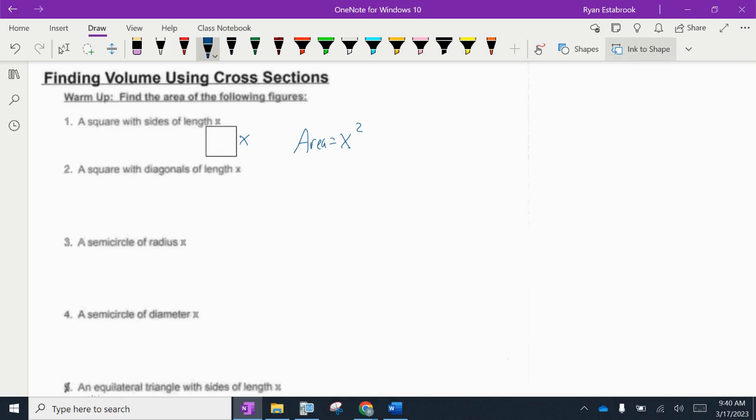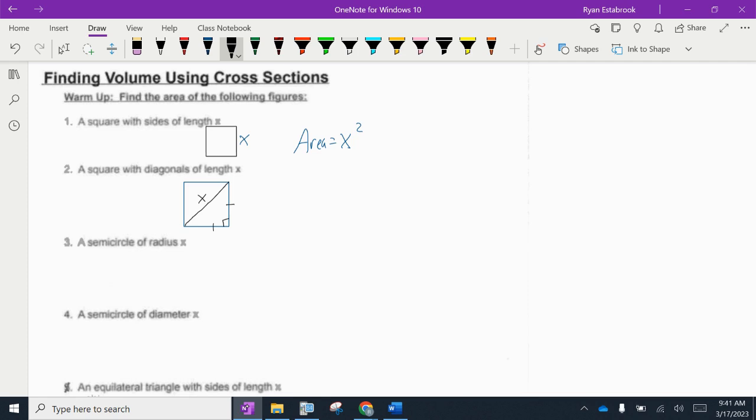Great. And then the next one, what if you have a square, but instead of having each side x, you have this diagonal, which has the length of x? Then what would be the area of that square? Now, when this diagonal is drawn, it creates 2 triangles. It creates 2 right triangles. It creates 2 45, 45, 90 triangles even.